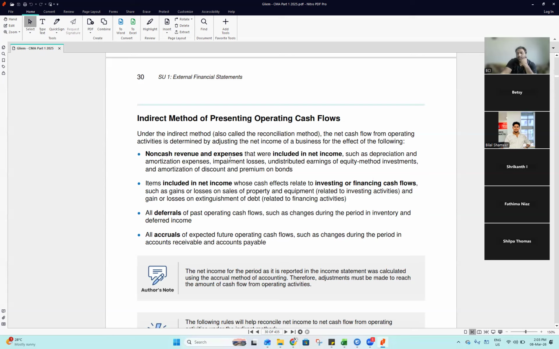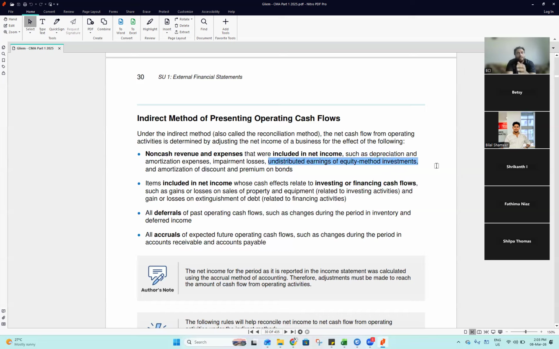Now, non-cash revenues and expenses that were included in the net income will be removed, such as depreciation, amortization expenses, impairment losses, undistributed earnings of equity method investments, and amortization of discount and premium on bonds. Coming to each item, depreciation is a non-cash expense which we have reduced from our net profit. So we will add back the depreciation, and any amortization expenses also we will add back. Then any impairment losses you have recorded, you have to add back. Then any undistributed earnings of equity method investments.